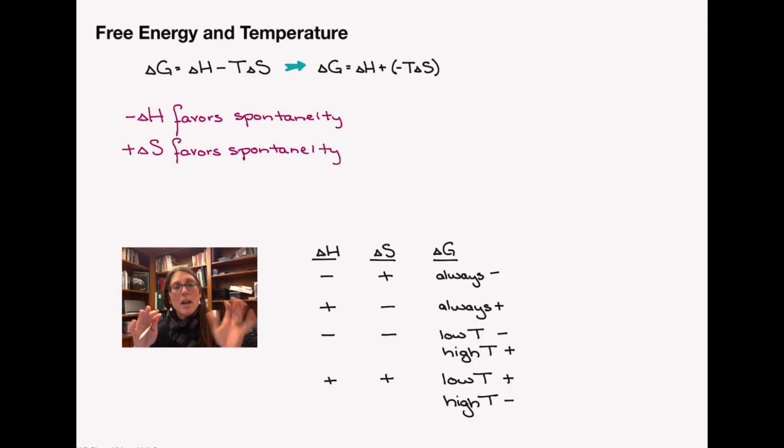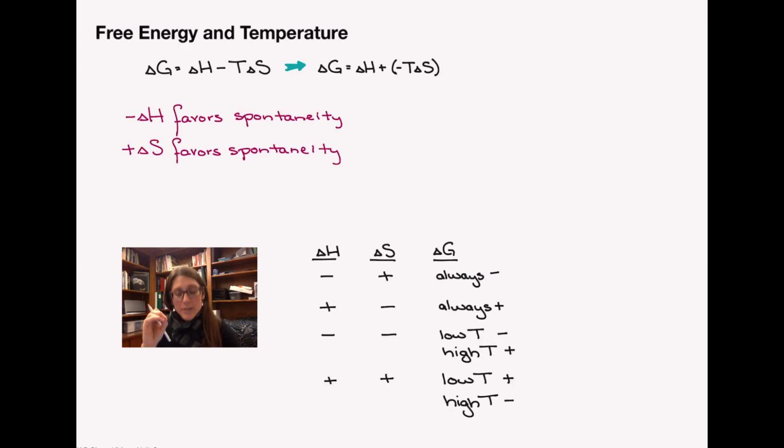This makes sense. Lower energy tends to be more stable, so that's going to tend to lower your Gibbs free energy. More entropy, more available microstates, more probable, that's going to tend to cause a reaction to be spontaneous. So those two factors go into play in determining whether delta G overall will be positive or negative.